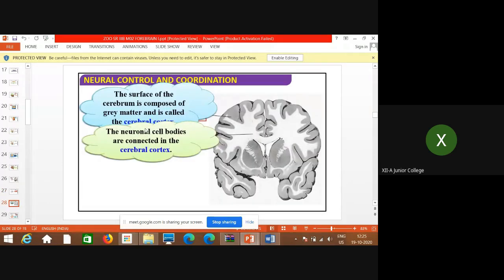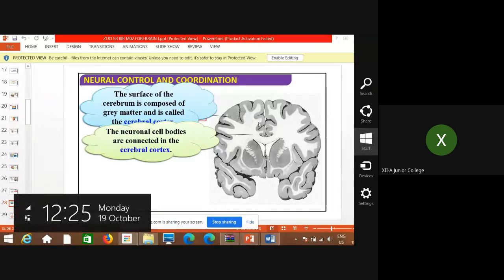One more thing you can remember: the surface of the cerebrum is composed of gray matter, and that is called the cerebral cortex. So what is the outer part? The cerebrum's outer surface, the outer layer, you can see here everything as gray, composed of gray matter. Whereas the inner part is made up of white matter.